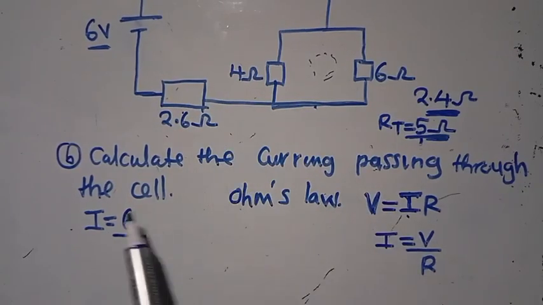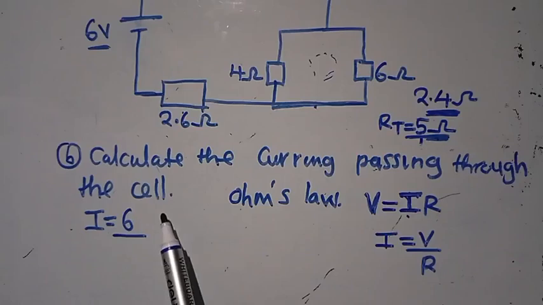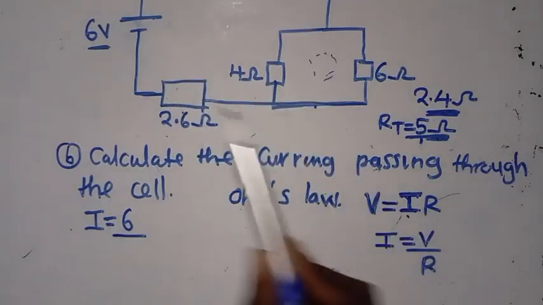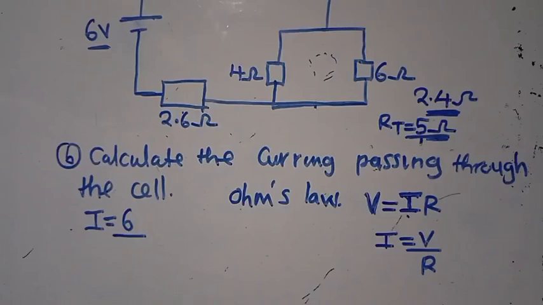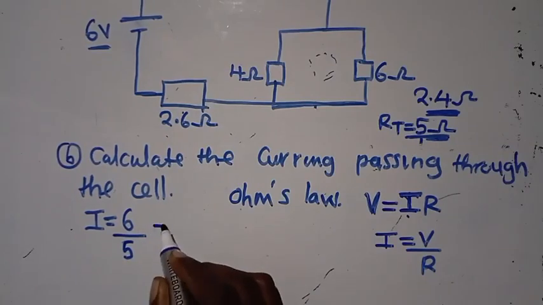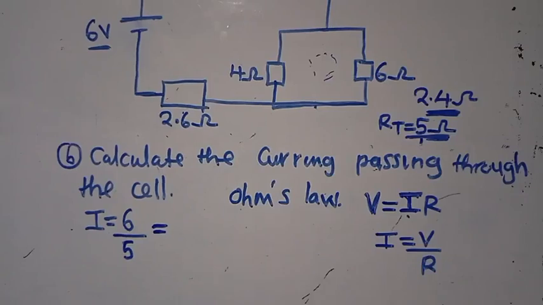They are saying through the cell, so we are talking about the whole circuit here. So we just put a 5 there. So what is our current? What is the answer there when we divide? These are simple things that I just want you to participate in. Okay, I can see 1.2.